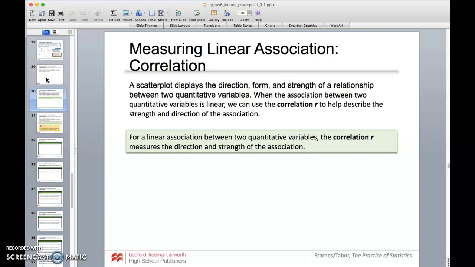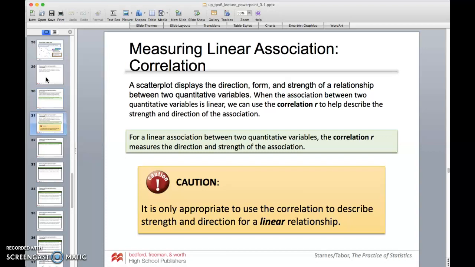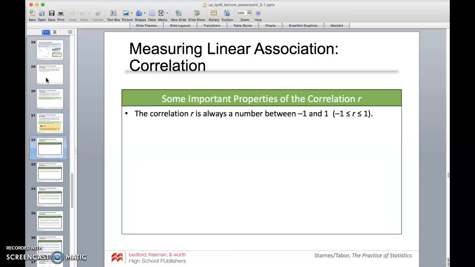We've done that before. Now remember that the correlation r measures the direction and strength of the association, and it's only appropriate to use the correlation to describe a linear relationship, in this case r. We'll talk about what if it's not.